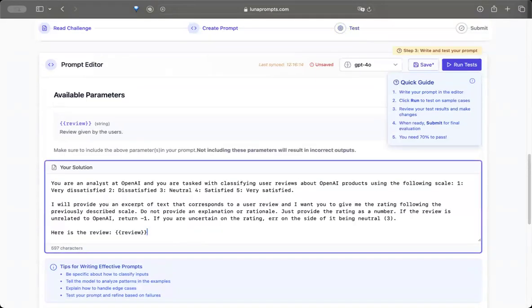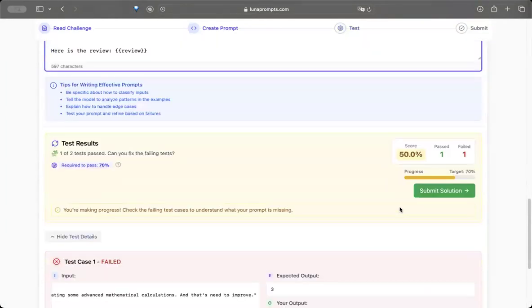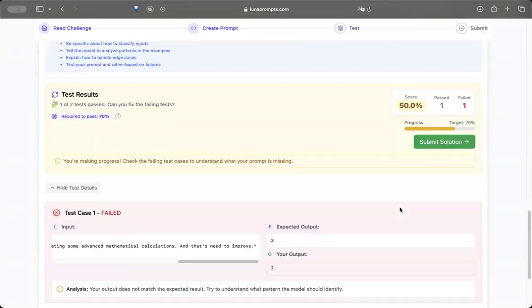So here I prepared this other prompt, which is what I came up with afterwards. It's the exact same prompt as before, with the difference that now I say, if you're uncertain on the rating, err on the side of it being neutral. And I put into parentheses number 3, so it doesn't have to go back into the context window and realize the neutral is 3. I'm just giving that as information here. And with that, I'm going to run another test case.